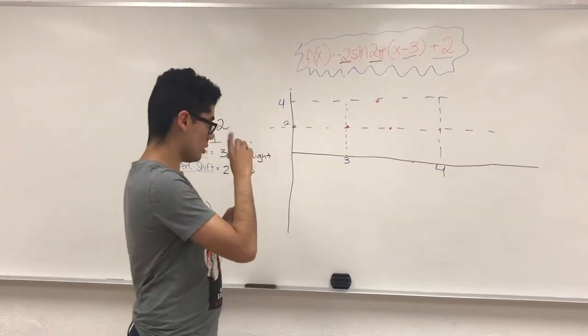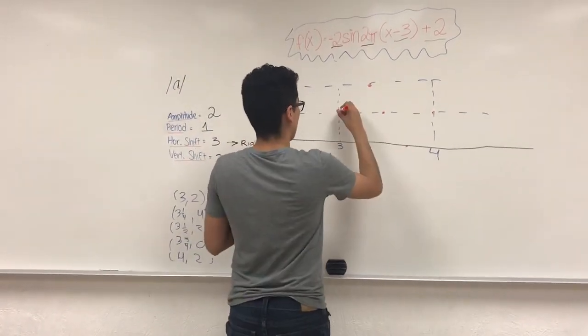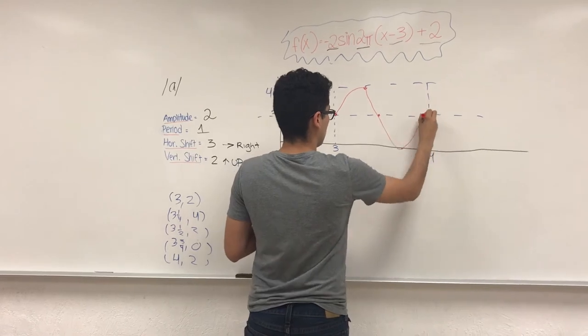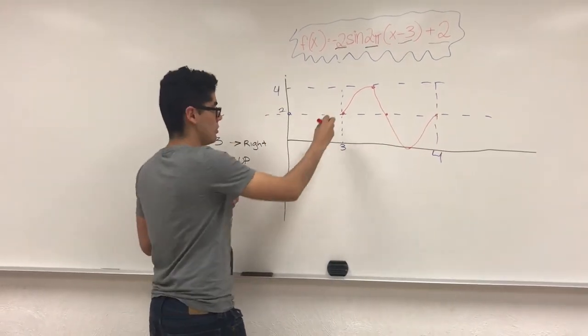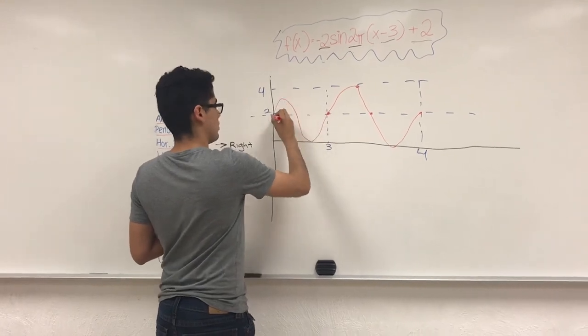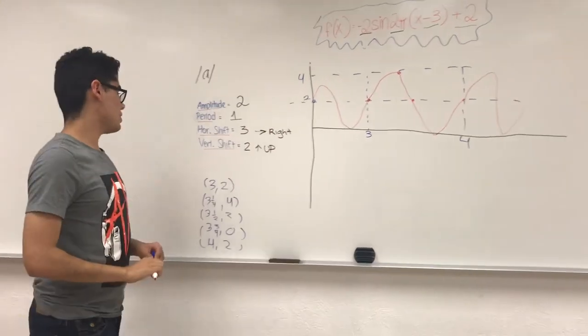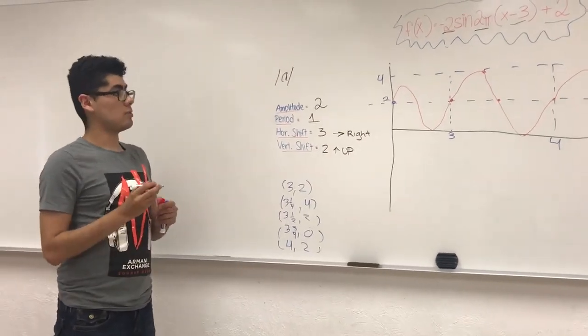Now that we have all our segments, we connect the dots and have our first period. And from this period, we can copy the design for the last part, and repeat it for the next one, for aesthetic purposes. And that's how you graph a sine equation.